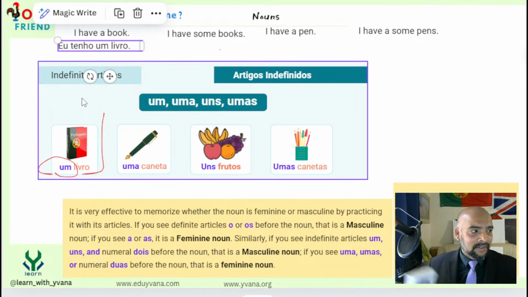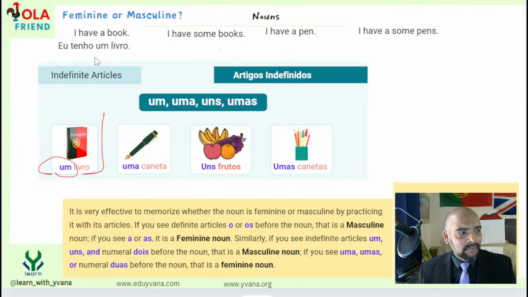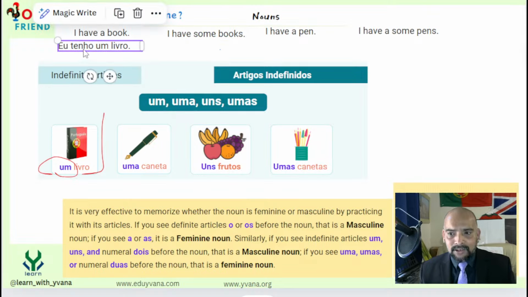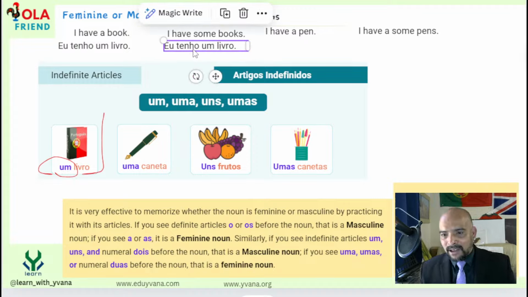So you can say "eu tenho livro," because book is a masculine word, and if we have to say "I have a book," we say "eu tenho livro." And how can you say "I have some books"? That is the question. For example, I want to buy some books, I need to buy some books. So how can you say that? Eu preciso de comprar, don't worry about these words now.